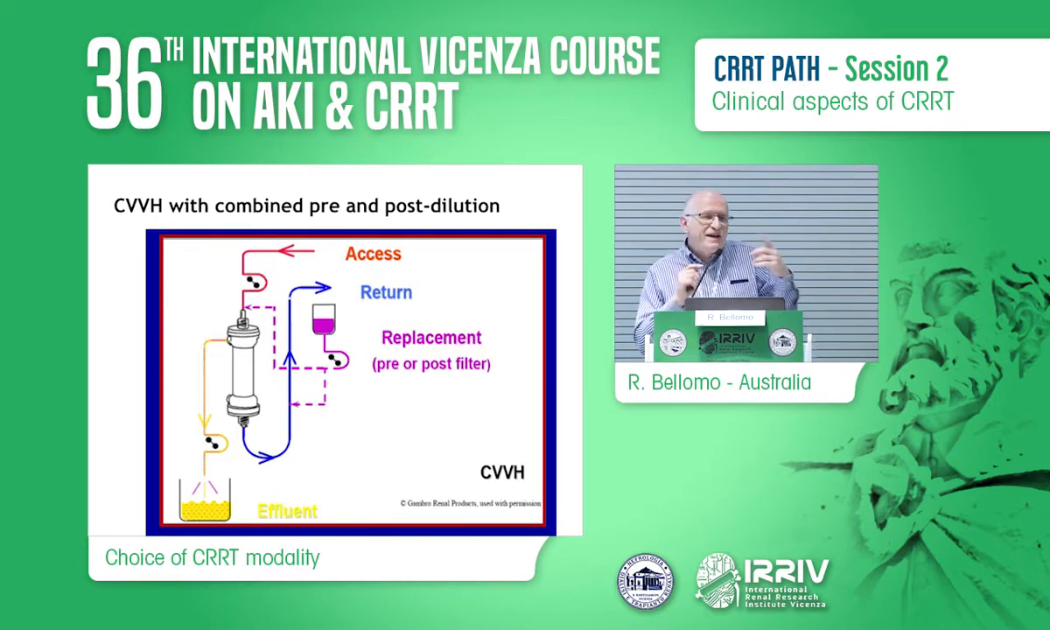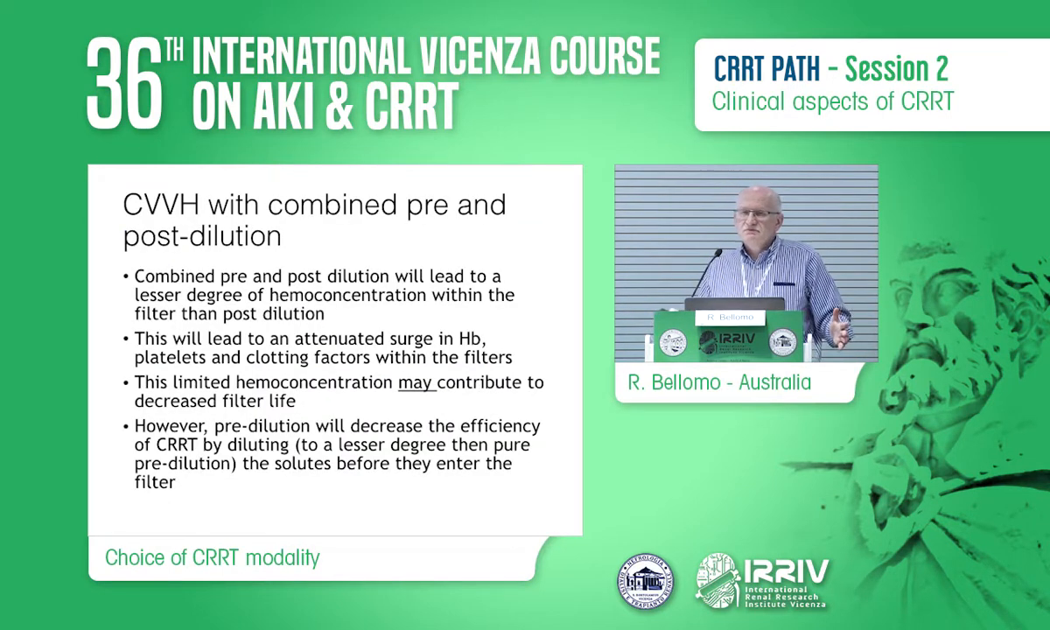All right. Well, when we combine the two, like if you're kind of a Hamletic kind of person, to pre-dilute or not to pre-dilute, that is the question. Then you could mix it up and give half of the treatment replacement pre-dilution and half post-dilution. And of course, logically, that's going to be halfway. So you will attenuate the surge in hematocrit, but you will lose some of the efficiency, about half, because you're only doing half of the replacement pre-filter. But of course, this is a more complex system because now you're delivering the replacement fluid into different places.